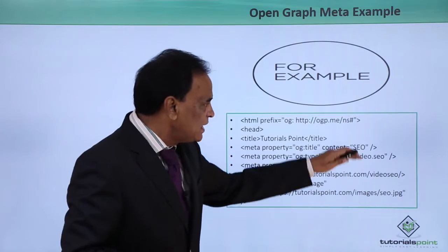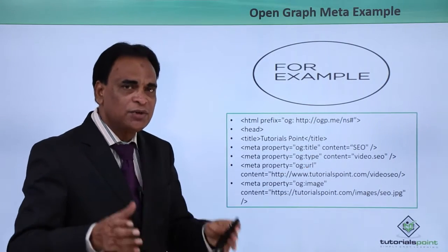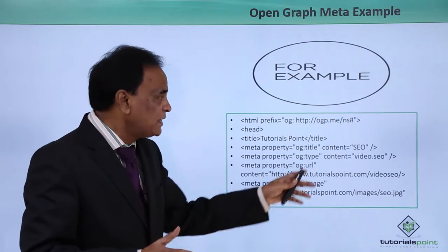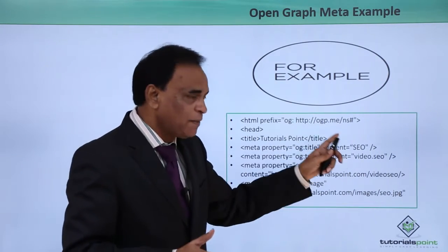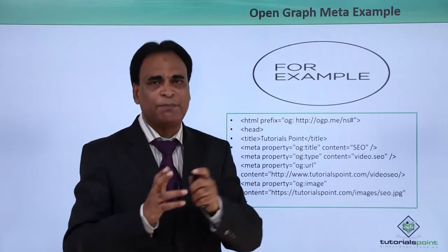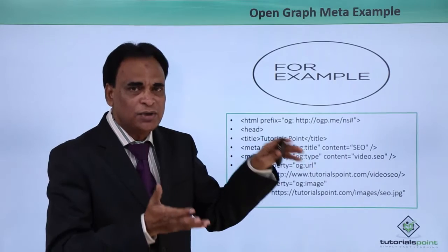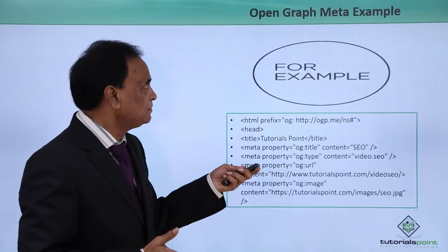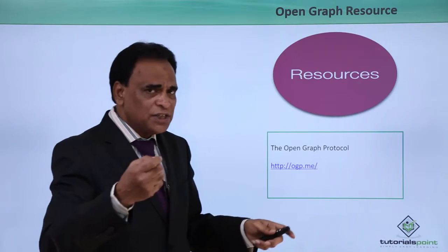These are examples of how you can use the Open Graph Meta Tags for the pages of your website, identifying the type of the page, the content of the page, the URL of the page and the image of the page. This is an example of how you can use Open Graph Meta Tags for your website.